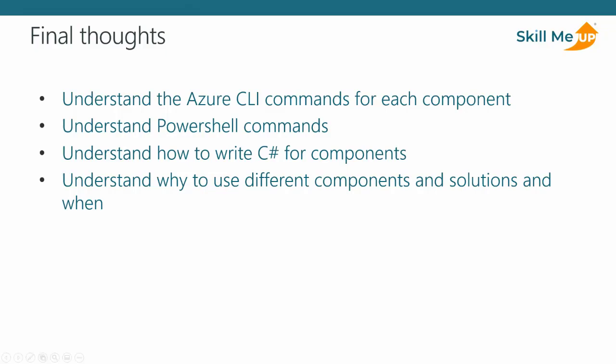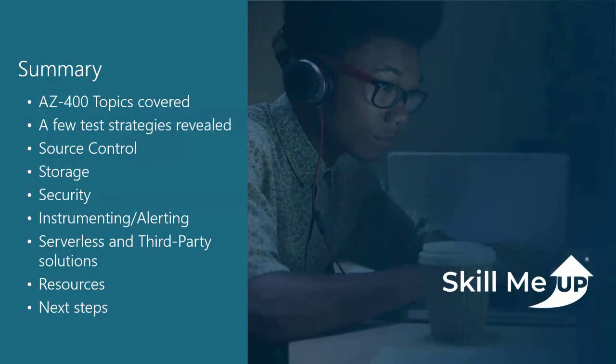All right, so just a quick wrap-up to finish the day. A couple things went wrong, sorry about that, but hopefully you got the general idea of how everything should work. We have the AZ-400 exam. We covered the topics for source control, storage, security, instrumenting and alerting, and then resources. The serverless and third-party solution item should not be there. That's left over from AZ-204, so I apologize, it's a typo. But we were also able to see communication, where we build out the board and stuff. All right, that's all I have.